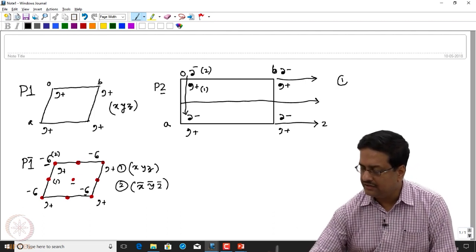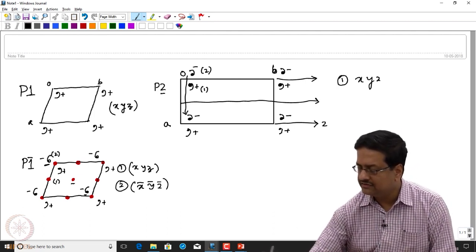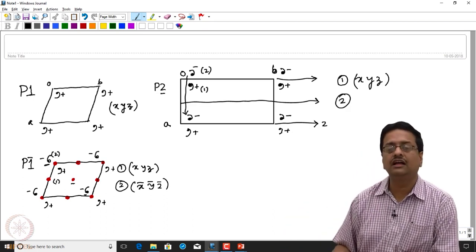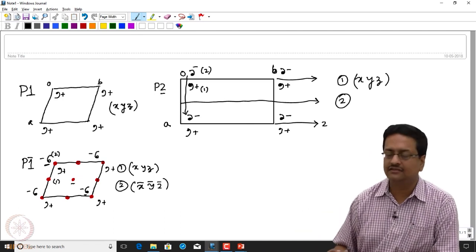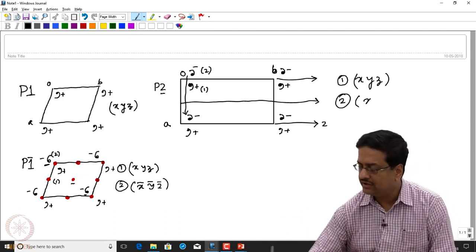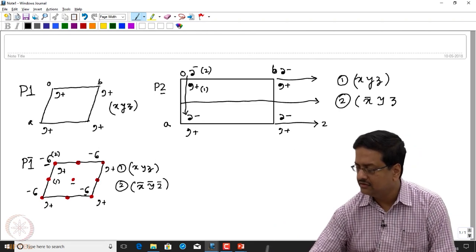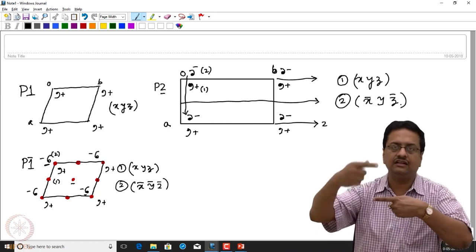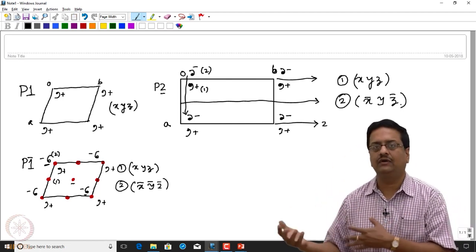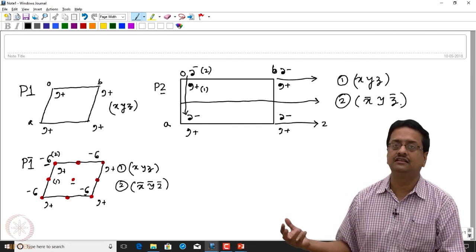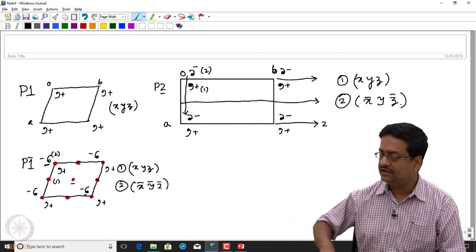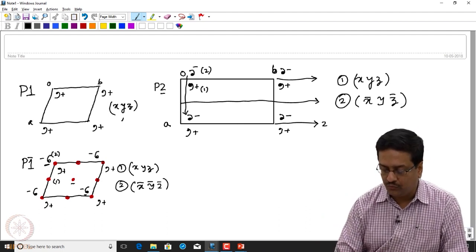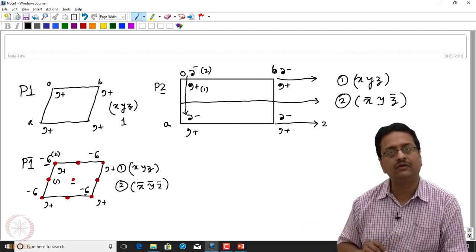So the equivalent points should be x, y, z, and the second point is a twofold about the y axis, that means it should become x bar, y, z bar, because y is the unique axis about which it is rotating. So the coordinates of x and z should change the sign and generate the two equivalent points. So here we have one equivalent point in case of P1.